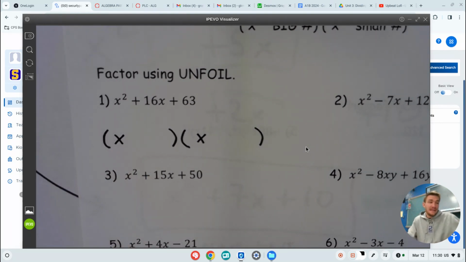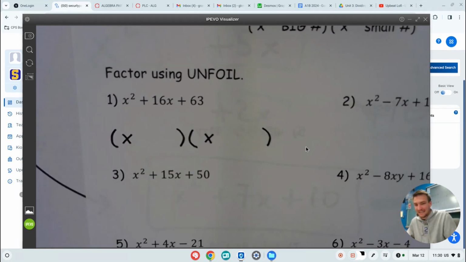Now, at the same time, I had a student in first period turn in work with no parentheses on it. I don't know how they got there, but they got a 0%. So every question is going to look like this, okay?